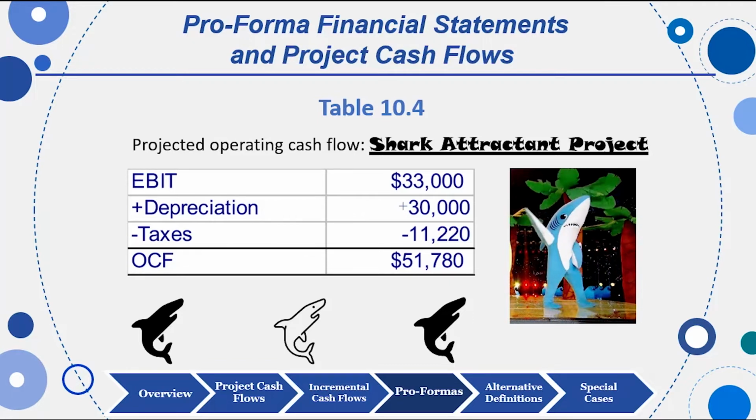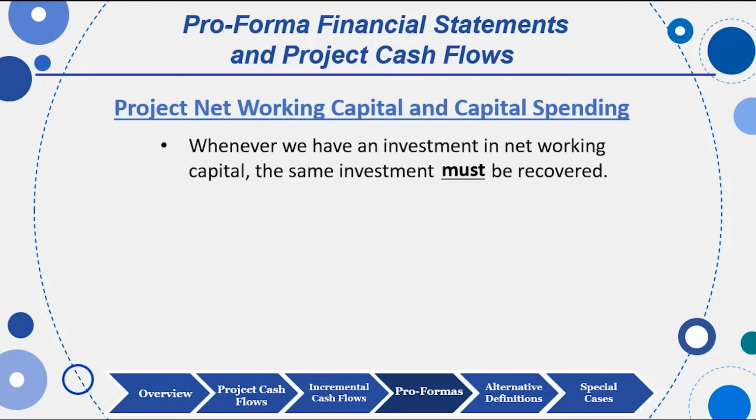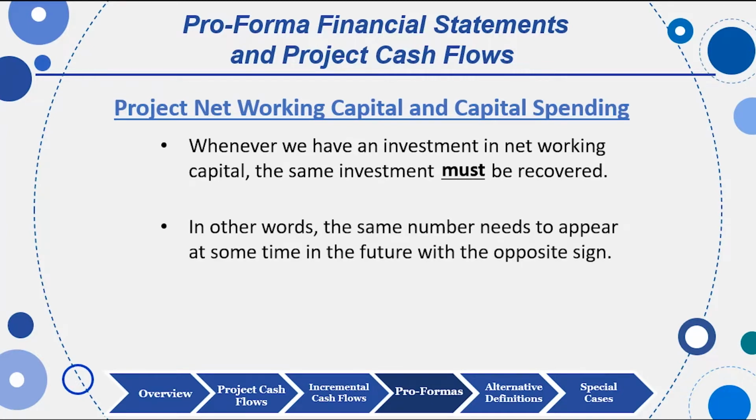bottom-up approach of $51,780. We have to put some net working capital in, and when I do, I have to change that sign around and recover it at the end of the project. So whatever we put into the project at time 0, in this case it's $20,000, we want to try and recover that $20,000 if possible. At the end of the project, we will shut the lights off in the building. We will sell all of our remaining shark attractant product inventory, and we will pay our bills, pay our accounts payable, and hopefully come up with that $20,000 again that we spent in the beginning of the project.